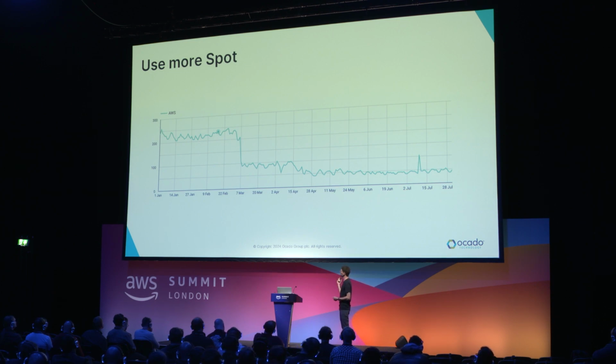So this graph is from one of our apps that we moved, and you can see the moment, the 7th of March, where we moved it to Spot, and our compute cost dropped massively. And then you can see, over time, the team made some other optimizations to further reduce the cost of the app. But you can see Spot, really good.